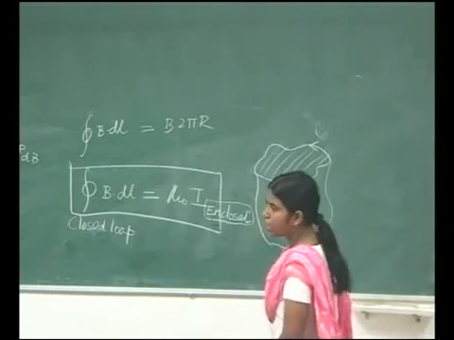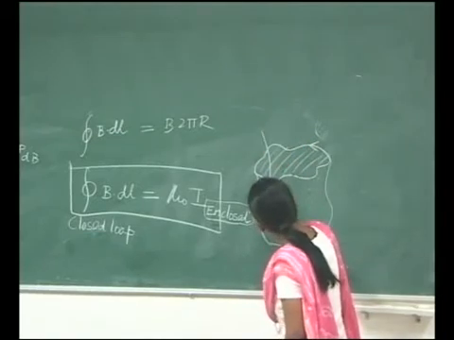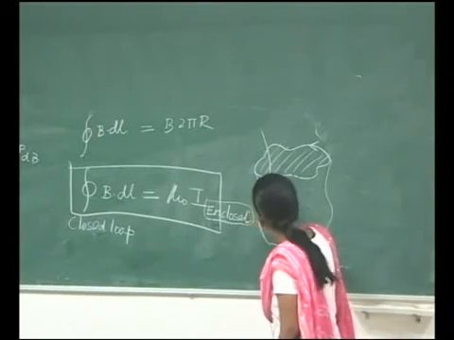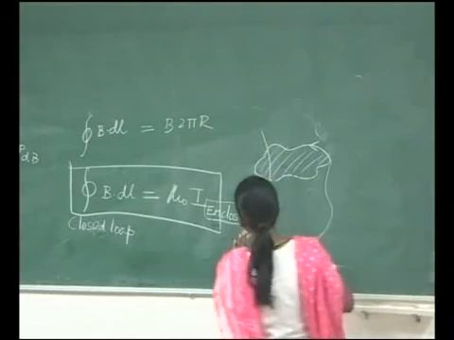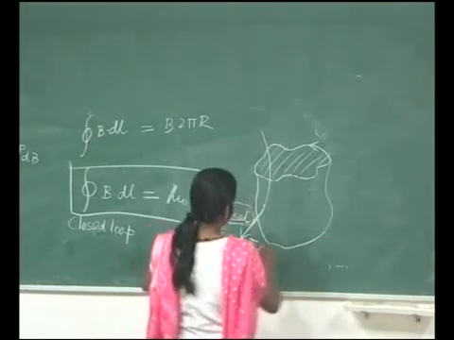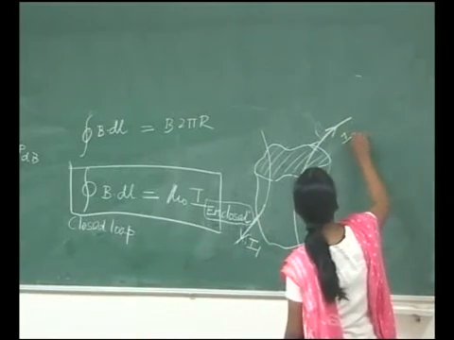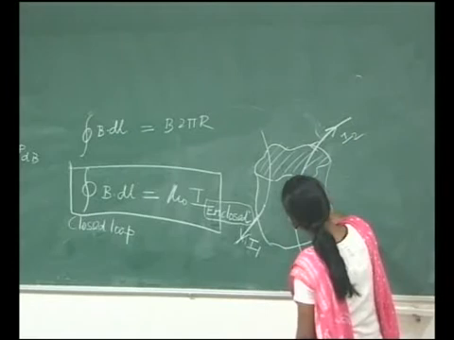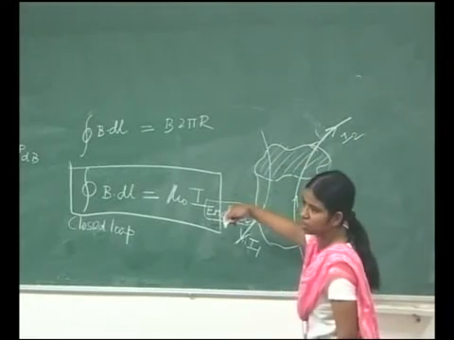okay, and say a current is penetrating here through the surface, going in, and it is coming out like this. This is I1, and another current goes out like this, I2. Okay, it is going out. Now you are moving in this direction.